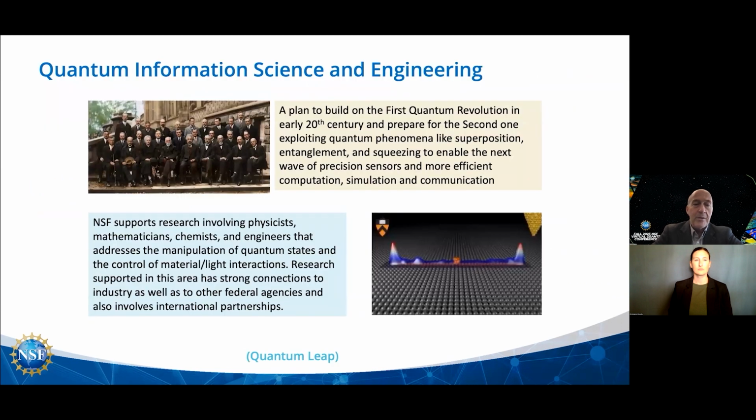Okay, next, these next few slides are about what used to be called Quantum Leap. It's in parentheses down at the bottom. The current terminology is Quantum Information Science and Engineering. I'm going to call it Quantum Leap because it's hard for me to change my terminology at this point. This is a cross-directorate mega program in which all directorates participate, and there are also connections with funding agencies outside of NSF for some of these opportunities.